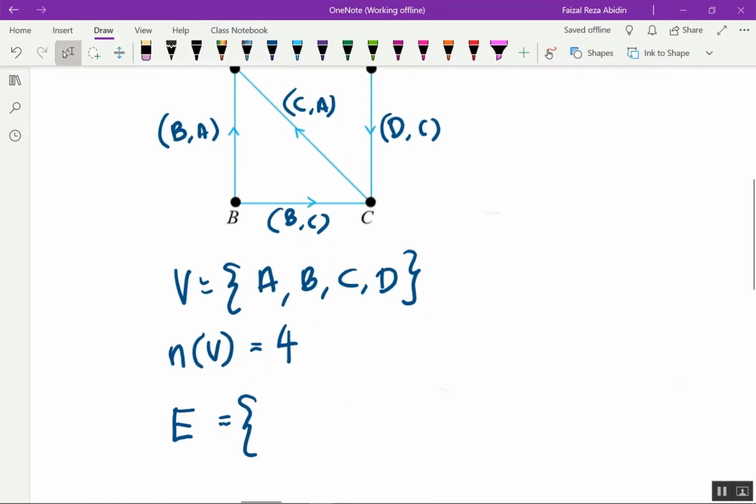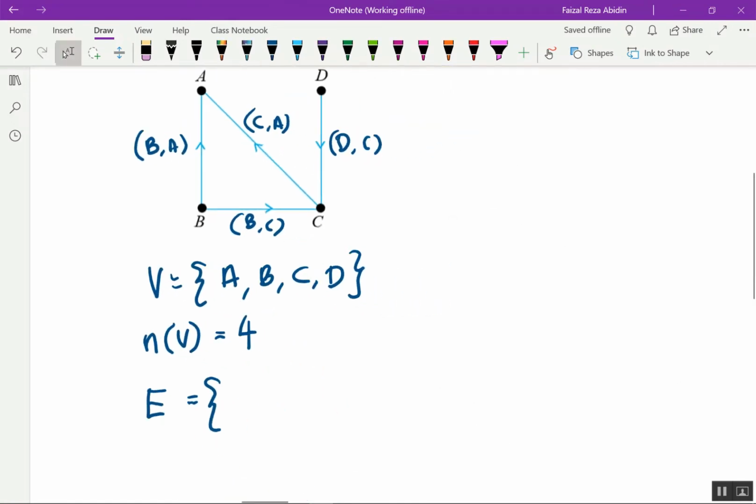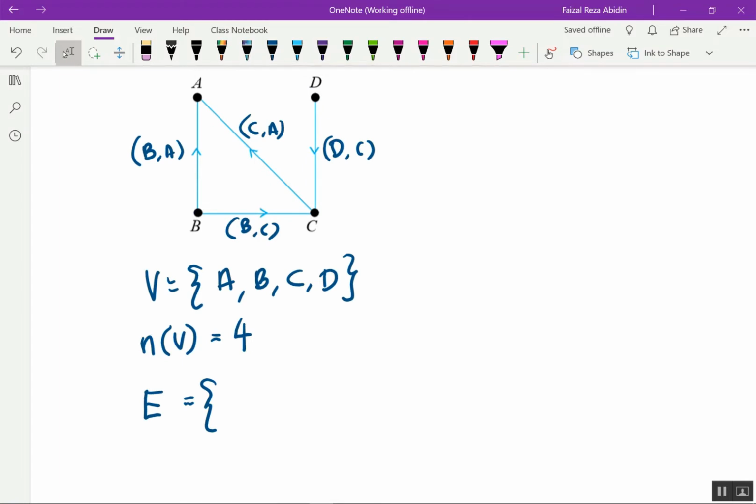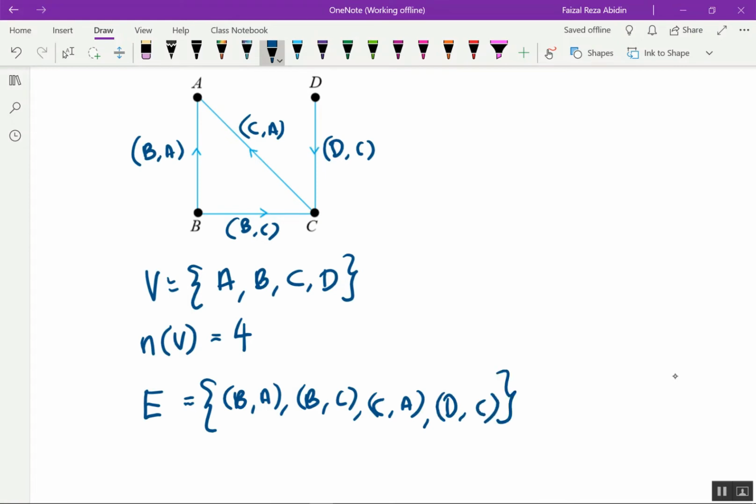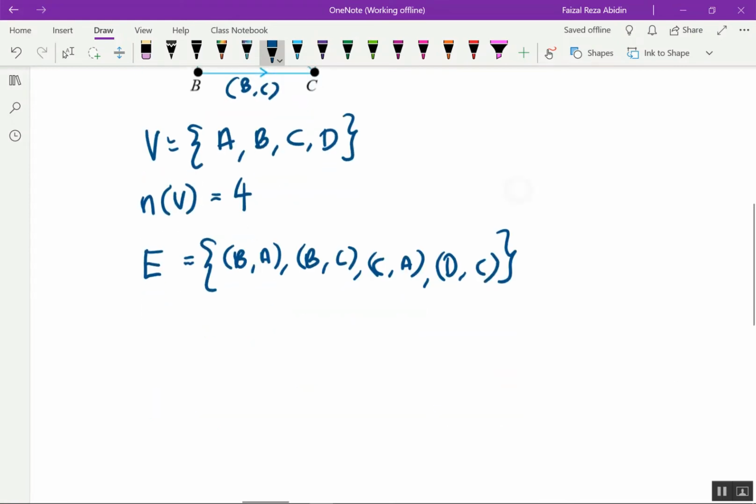So when we want to write down all the sets for our edges here, we can start with BA, followed by BC, then CA, and lastly we have DC. So what is the number of our edges over here? We have 4. Now I want to list down my degrees.